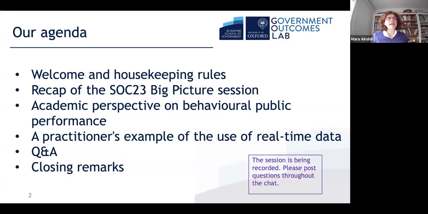The session today will start with a recap on something we touched upon at the Social Outcomes Conference 2024. We had a big picture session, one of the plenary sessions, called Putting the Puzzle Together. We were looking at how we could put together data and evidence on outcome-based contracting. How do you report this information? What can you learn from this reporting?